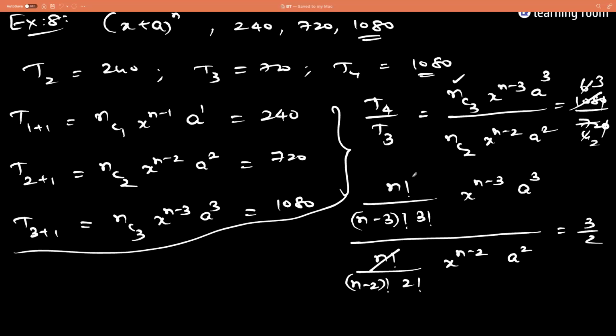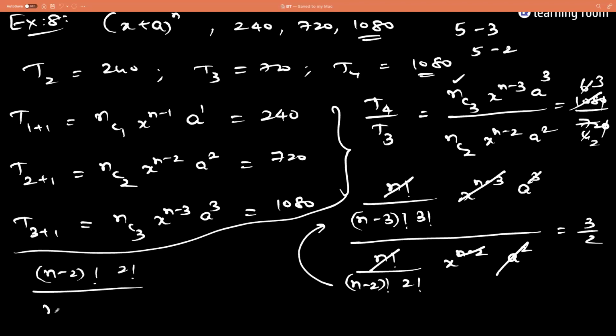So what will get cancelled? The n factorials are gone. A square and this will be gone. So out of x power n minus 3 and x power n minus 2, which one is bigger? N minus 2. N minus 3 is smaller. You told n minus 2 is bigger. Yes, sir. Okay. So for x power n minus 3, we cancel this. Is it right? Similarly, this will go to the numerator. So n minus 2 factorial into 2 factorial divided by n minus 3 factorial into 3 factorial is 3 by 2.